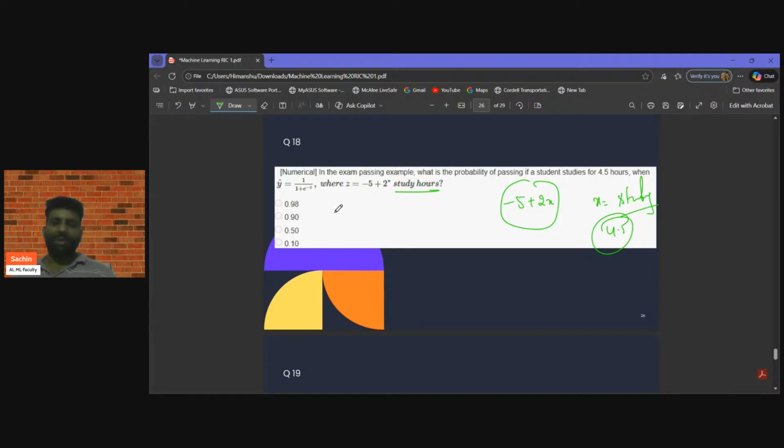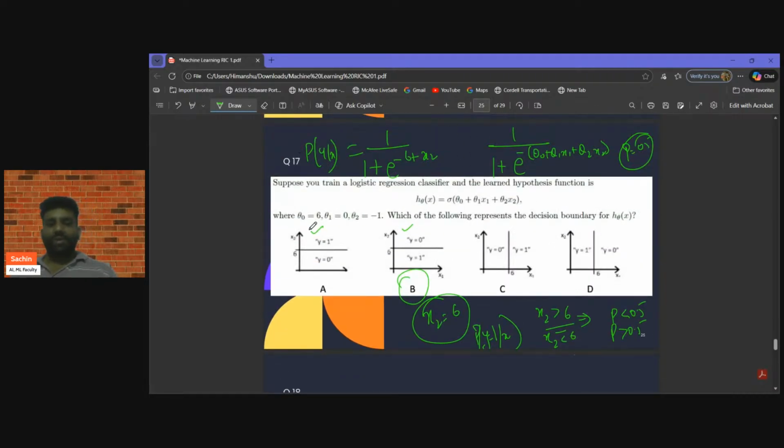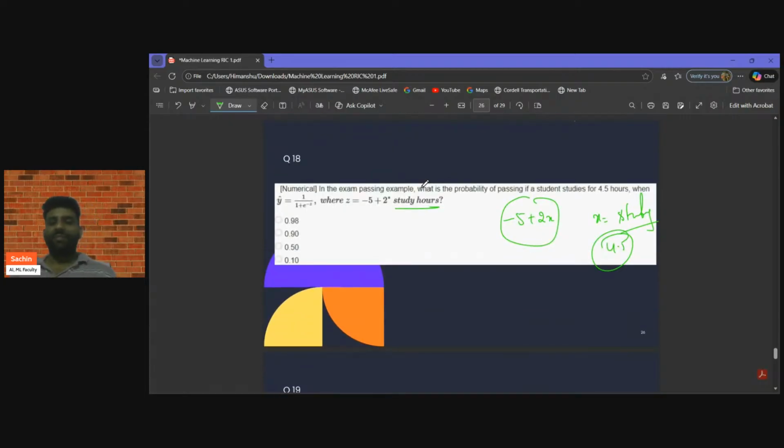So just think about this. We just discussed the previous problem, which was on a similar line. We had an equation like this. I knew I had a boundary on x2, and how to decide that was clear: I just need to check if x2 is greater than 6 or less than 6. In a similar fashion, if I am finding out the probability of passing, whatever I get shall be greater than this or less than.